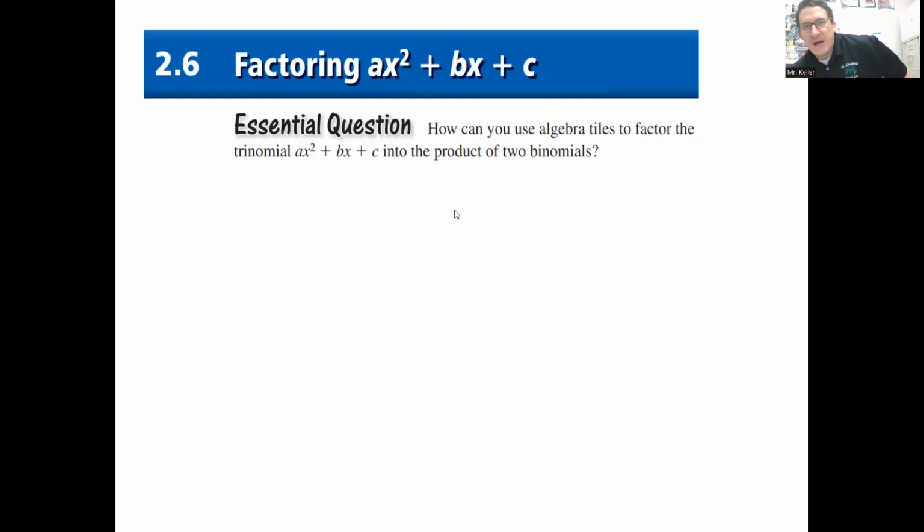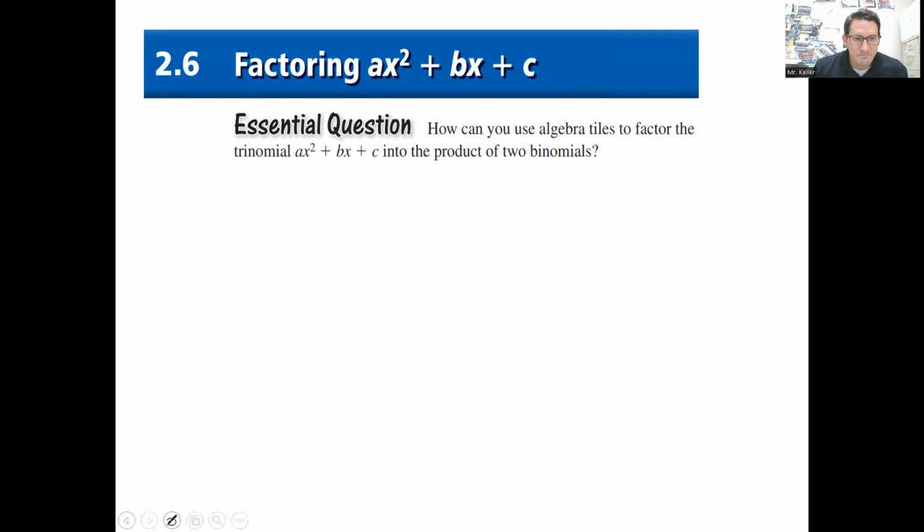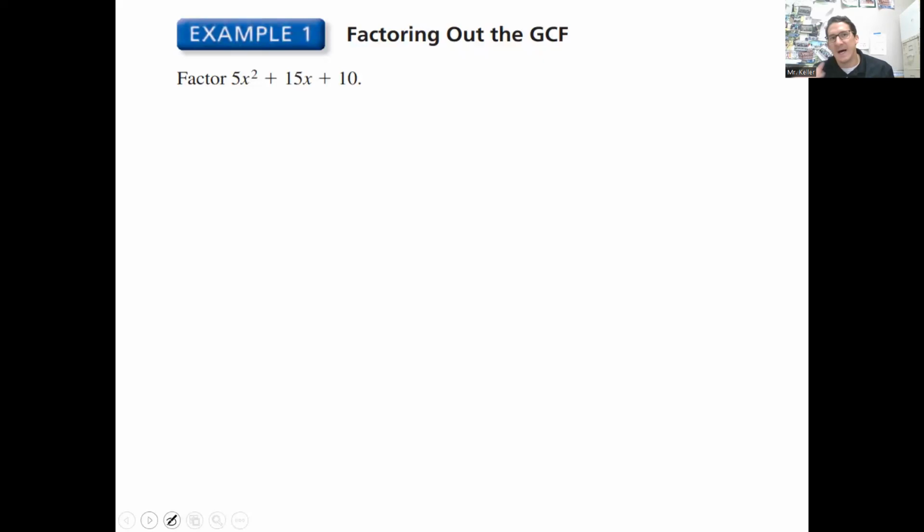All right, IM2 classes. Today we are talking about factoring again, moving on to factoring trinomials. This time our trinomials are going to have a leading coefficient, meaning that they're going to have a number in front of the x squared value. And there's a couple things we can do about this.